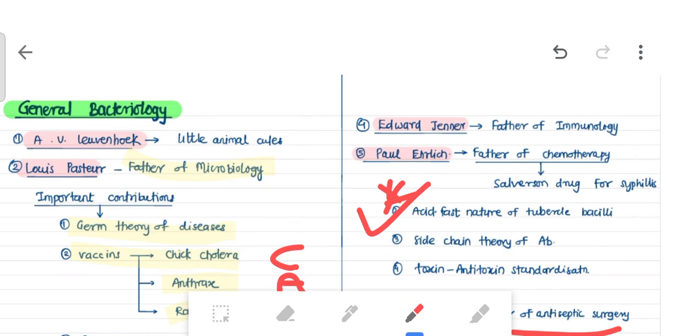Then Joseph Lister is the father of antiseptic theory. Then Kary Mullis identified PCR, and this is the scientist lecture.